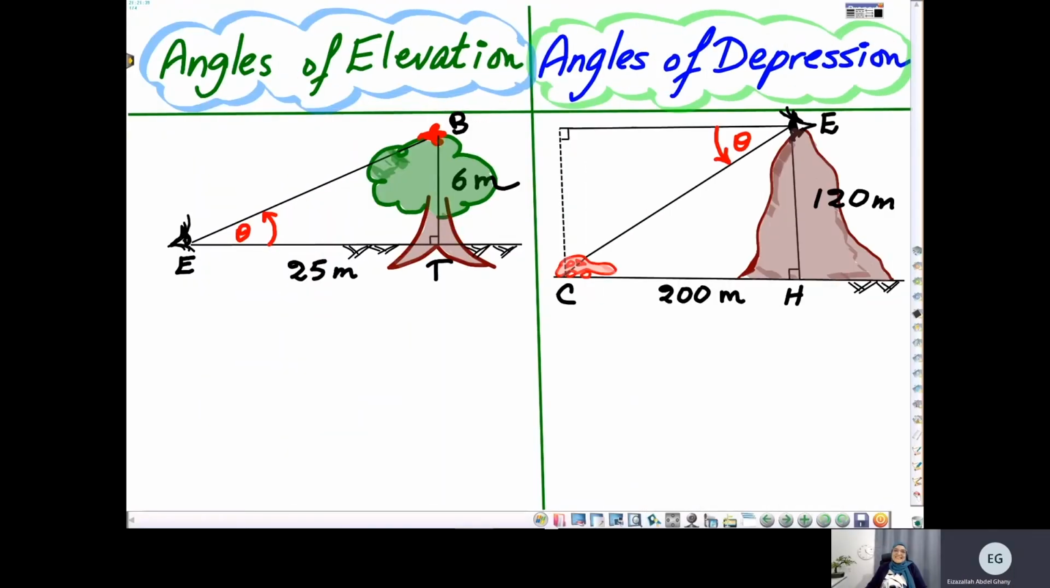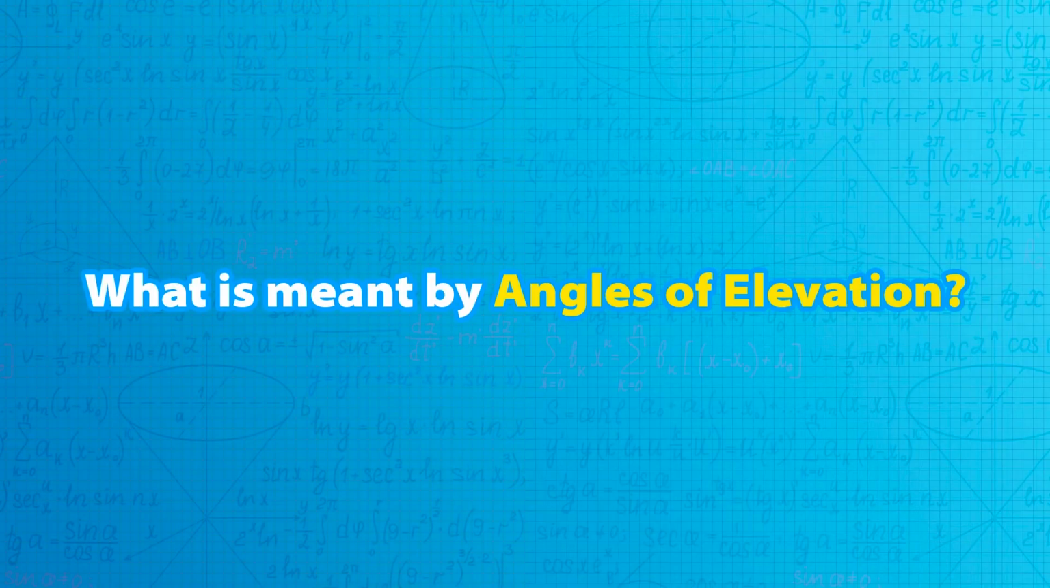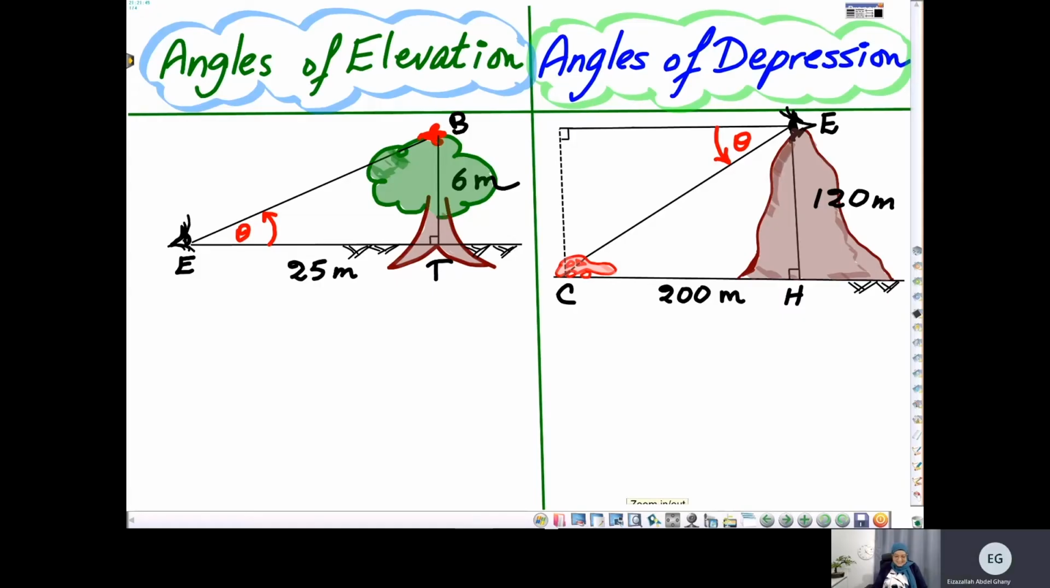Dear students, today's lesson is about angles of elevation and angles of depression. An angle of elevation is this angle above the horizontal, where you can see something above the horizontal, where you elevate your sight.